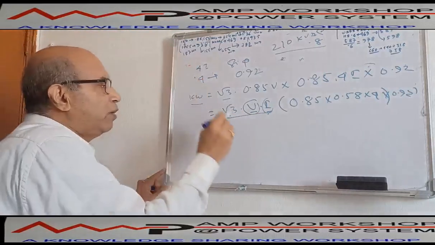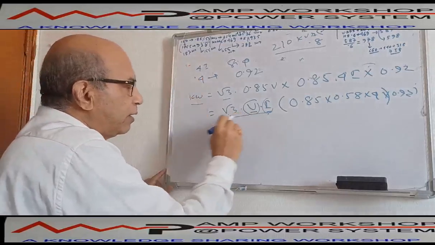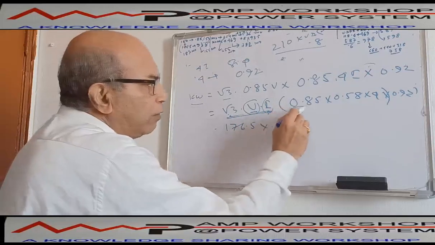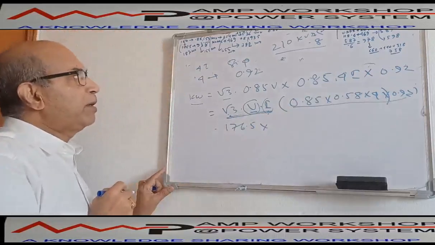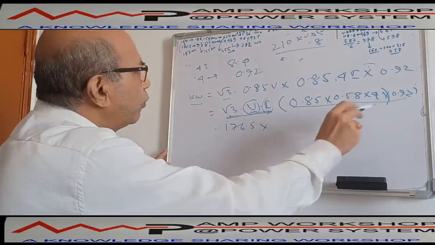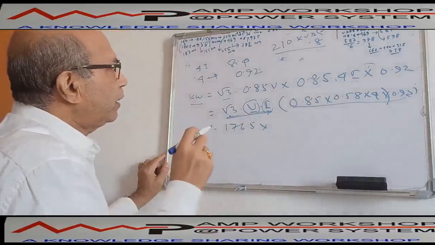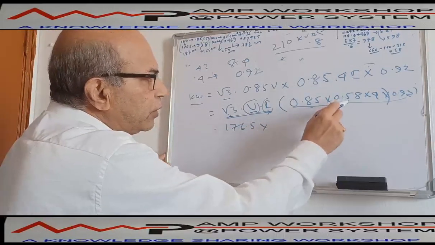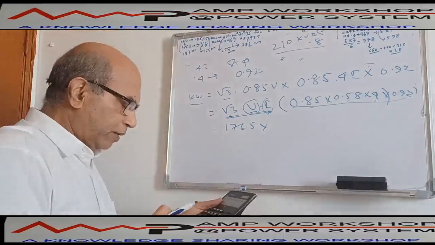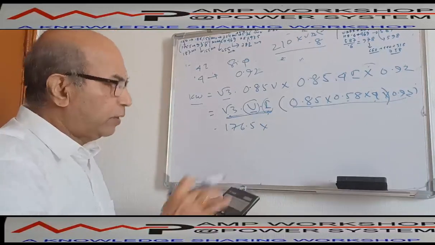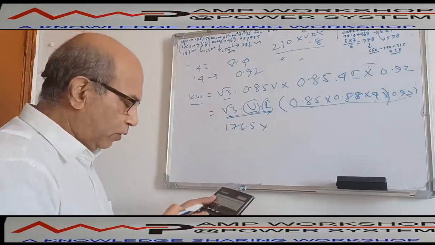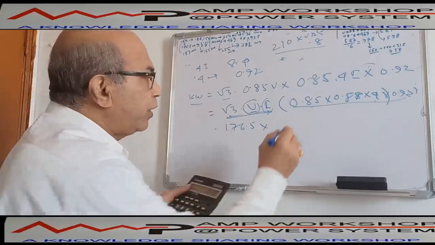So this is equal to how much? We have calculated the running kVA for the 150 kilowatt motor as 176.5. Into this, if you calculate all these factors together, approximately how much will it come to? Okay, let me calculate how much it is coming. 0.85 into 0.85 into 4. This is coming to 2.89.